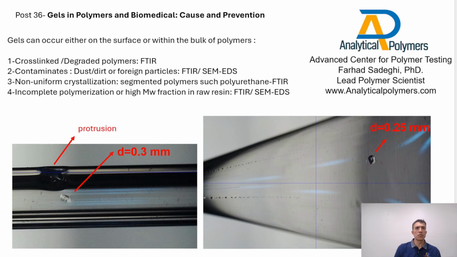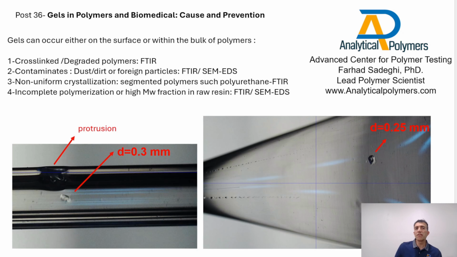Our talk today is about gels in polymers and biomedical applications: causes and prevention. It is post number 36 on our homepage. Gels can occur either on the surface or in the bulk of the materials, and there are visual effects that will be carried over into your final products, either a balloon or other products that you have.